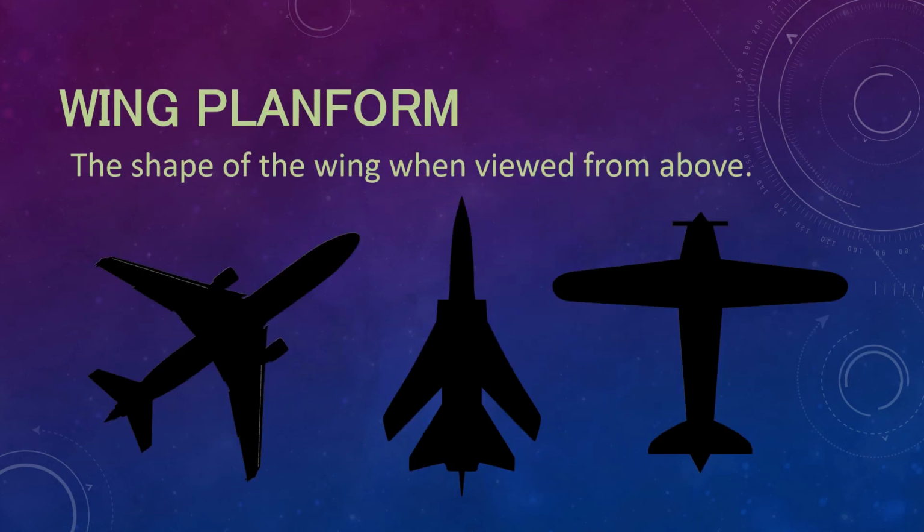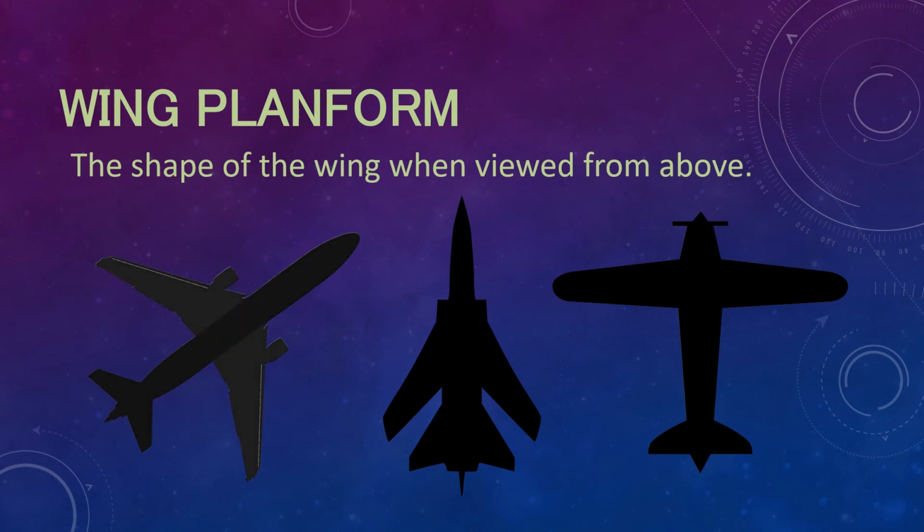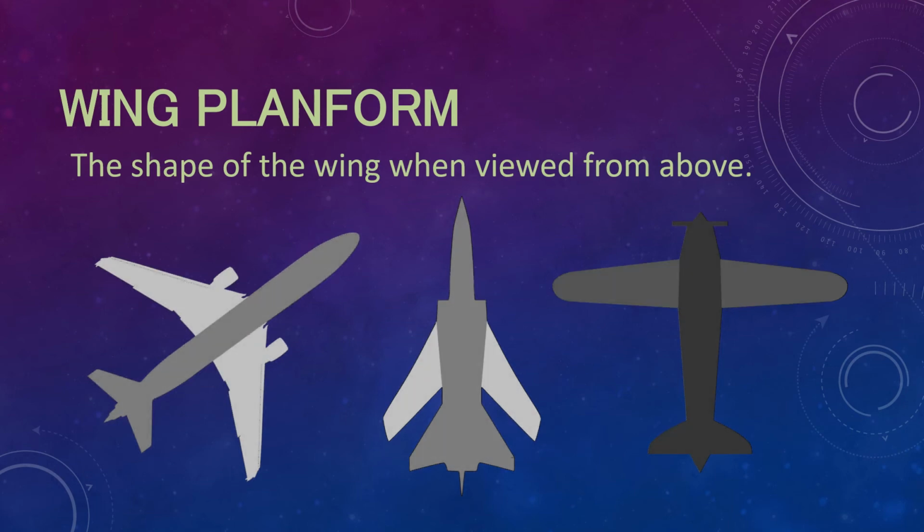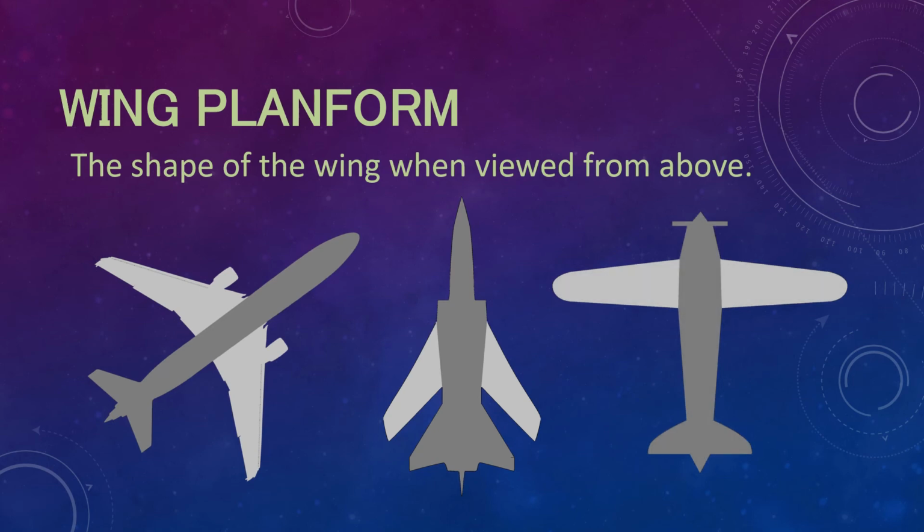The wing planform is simply the shape of the wing when you look at it from above. Most small aircraft have wing planforms that are pretty much rectangular in shape, but you'll see quite a variety of planforms among different aircraft.